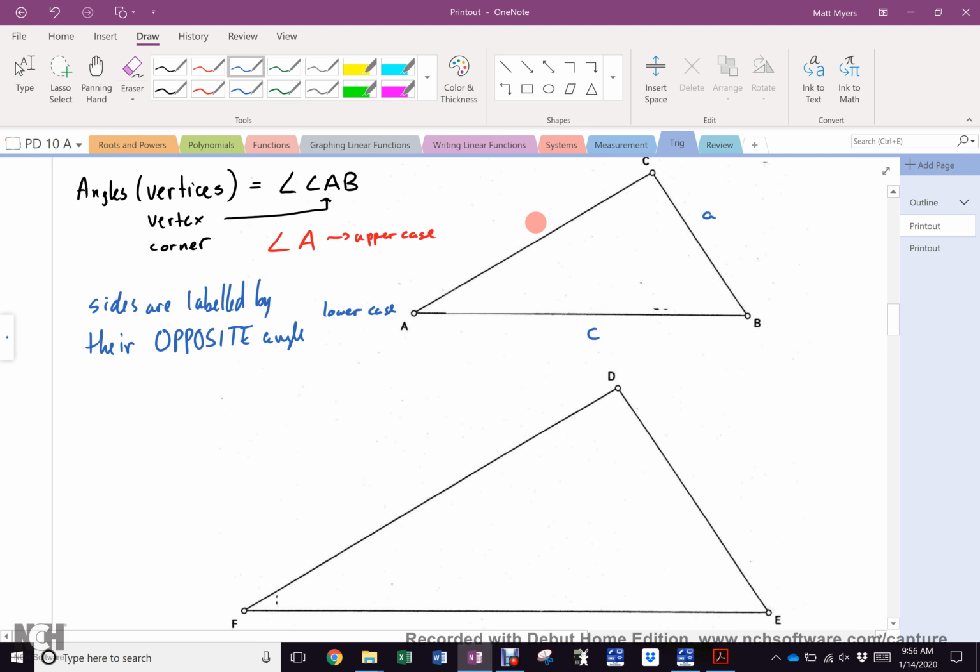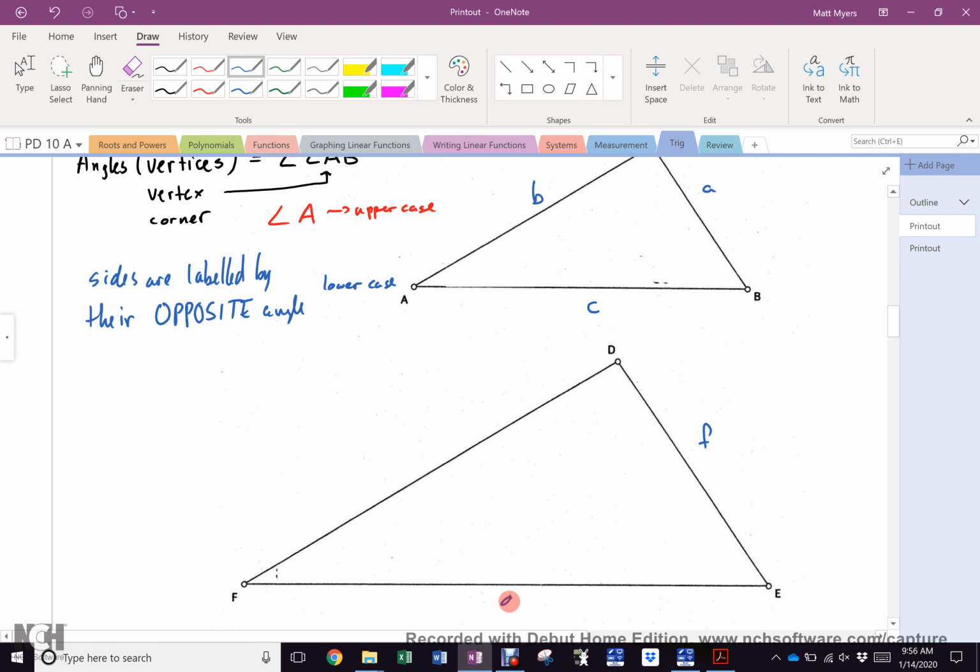So what does that make this side? Little c. What does that make this side? Little b. What does that make this side? Little f. What does that make this side? Little d. What does that make this side? Little e. All right? Now listen to me carefully.